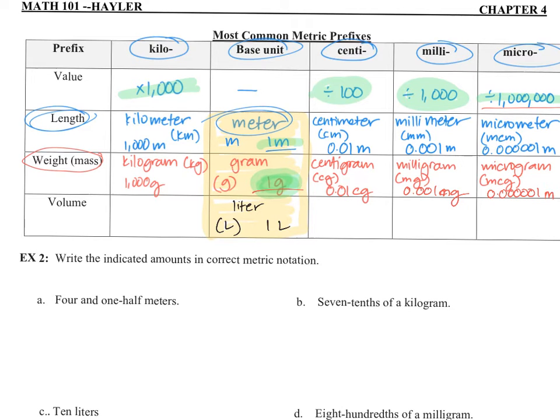All right, so filling it in with the prefix attached, that's going to be a kiloliter, centiliter, milliliter, and microliter. All right, the abbreviations for these: kiloliter, centiliter, milliliter, and, oops, gotta fit this in here, microliter.